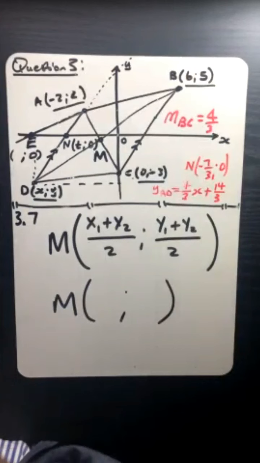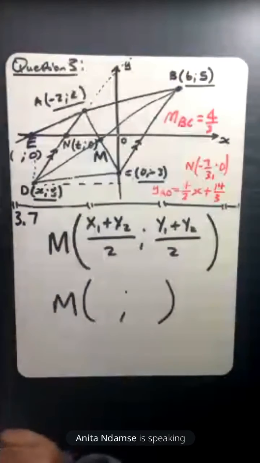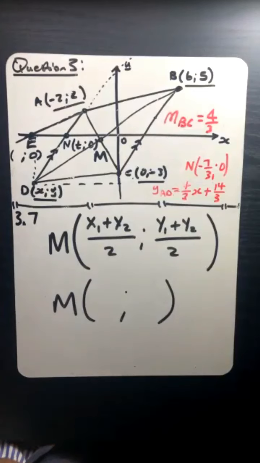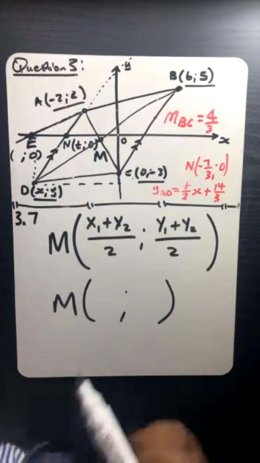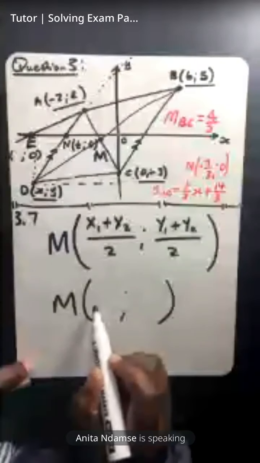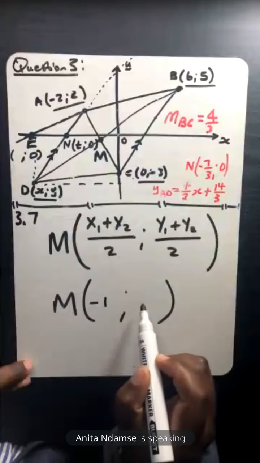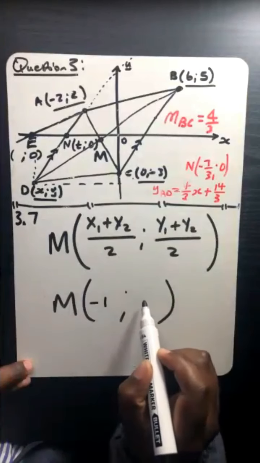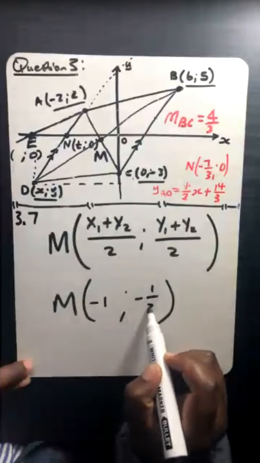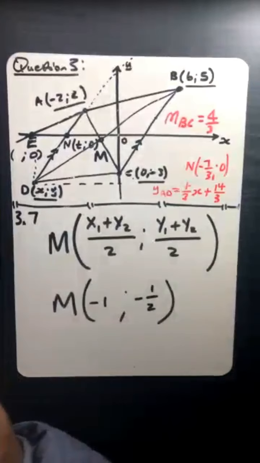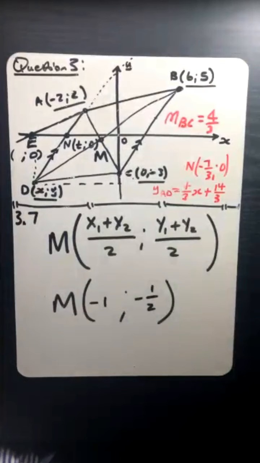Anita, what are you getting? X is -1 and then y is -1/2. Negative half. Okay, so let's wait for someone to confirm your answer. Reneilwe, I also got the same.